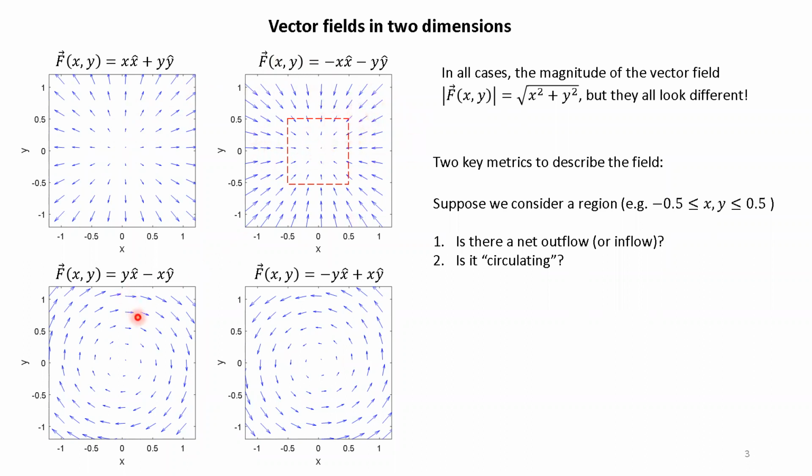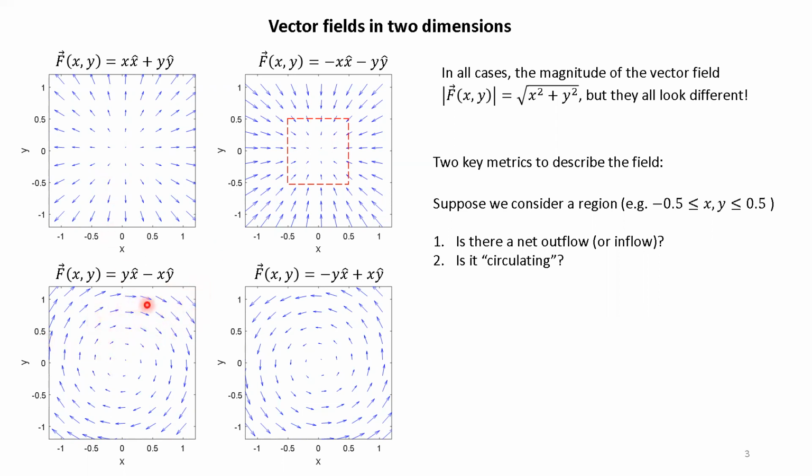So now if I have this third example, this is y x hat minus x y hat. What you see is that one thing is still the same as the last two cases: the further away you go from the origin, the longer the vector you get. That means the magnitude will increase as you go further and further away.